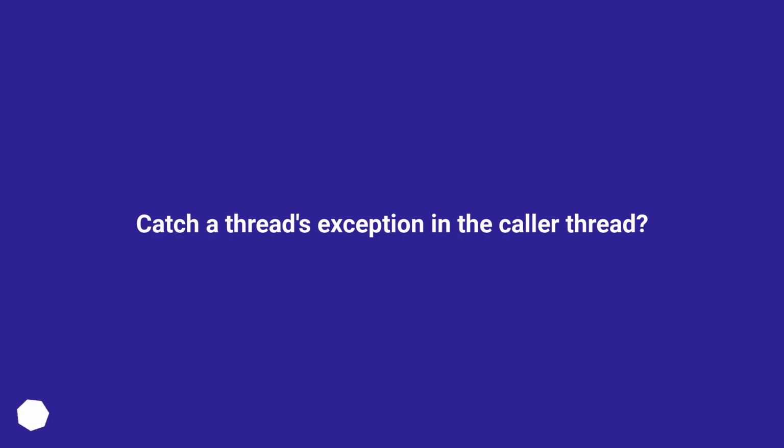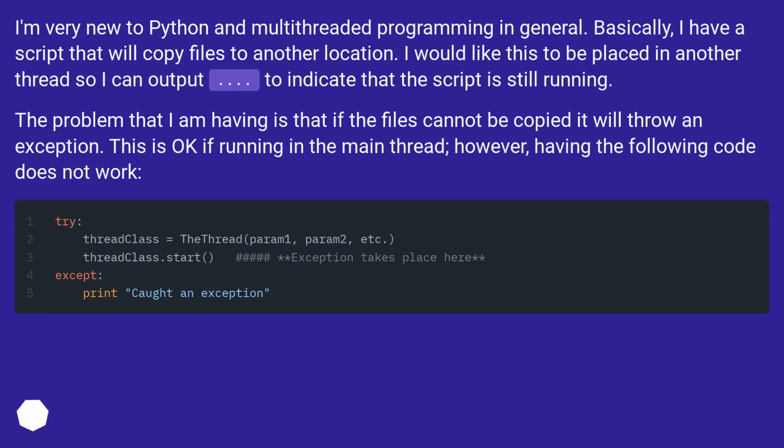Catch a thread's exception in the caller thread? I'm very new to Python and multi-threaded programming in general. Basically, I have a script that will copy files to another location. I would like this to be placed in another thread so I can output to indicate that the script is still running.